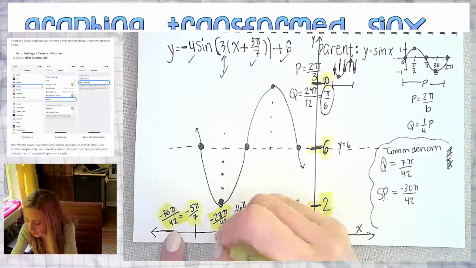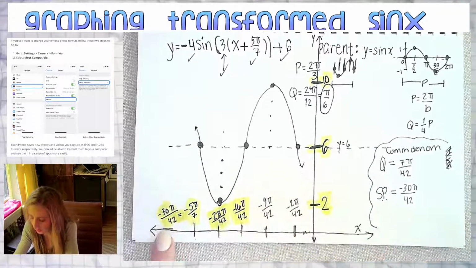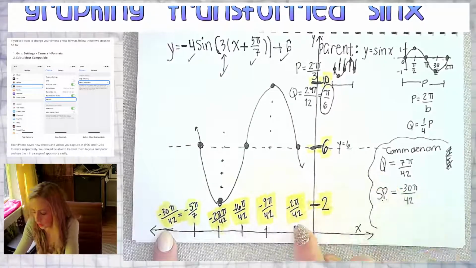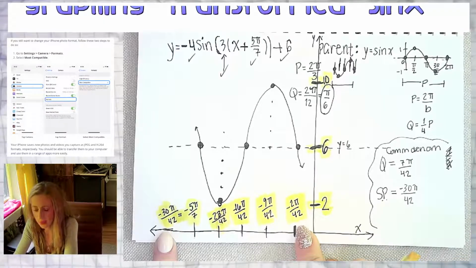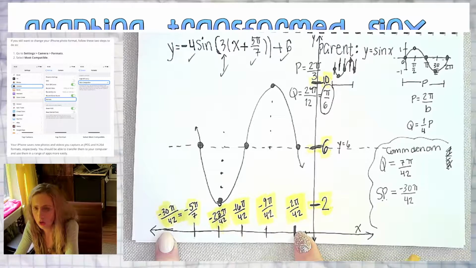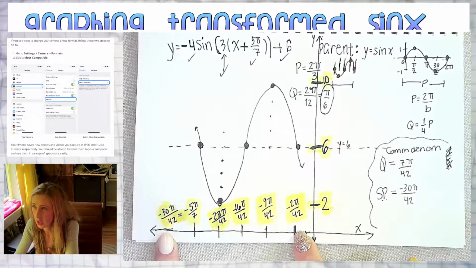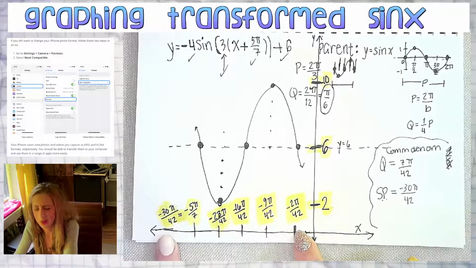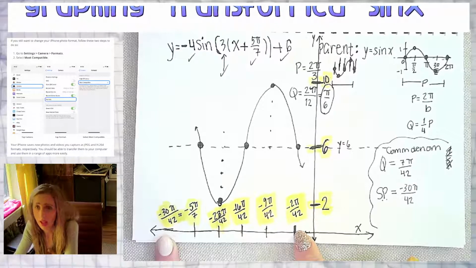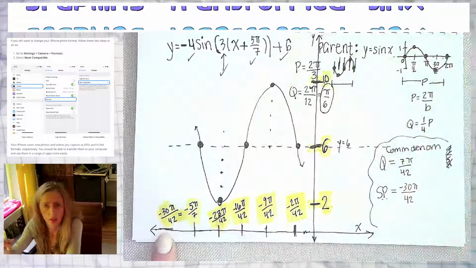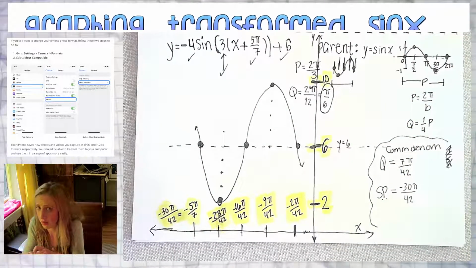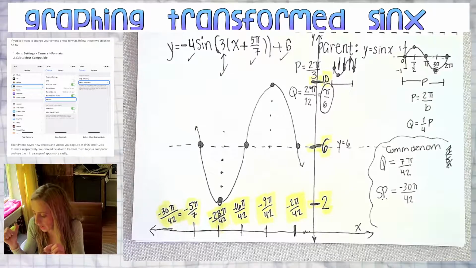If you think about how far apart are negative 30π over 42 and negative 2π over 42, that would be 28π over 42 apart. And 28 and 42, they are both divisible by 7 at least. If I divide by 7, I get 4π over 6, which is 2π over 3. And that is my period. Check. Good to go. And that's how you graph one full cycle of a transformed sine function.